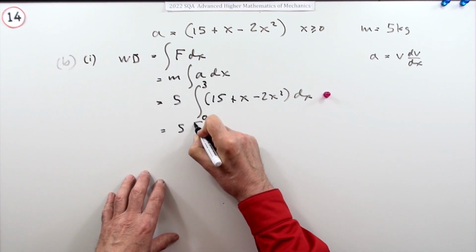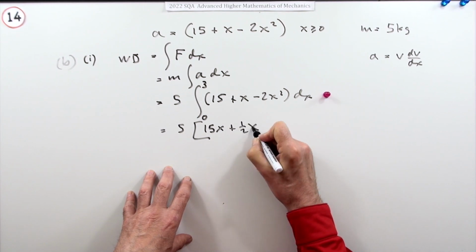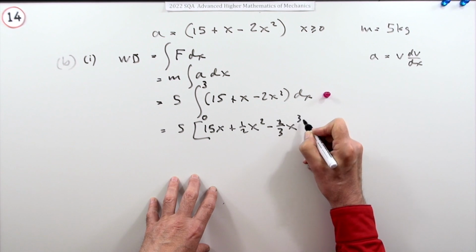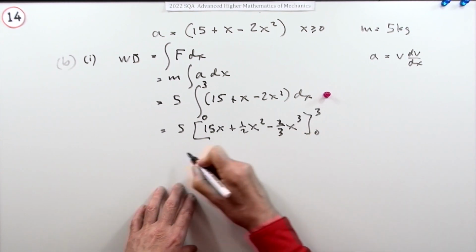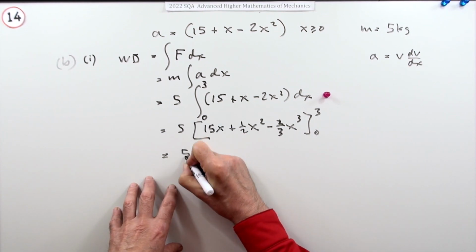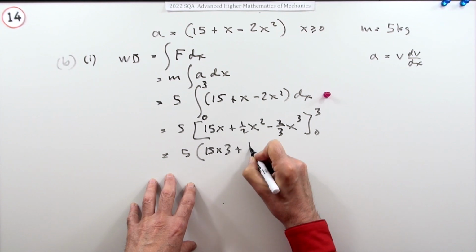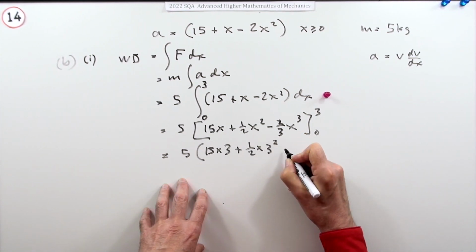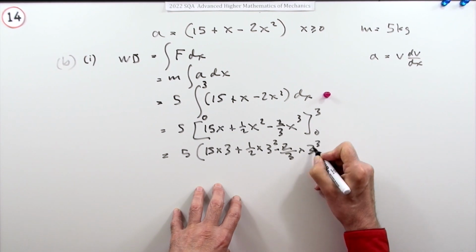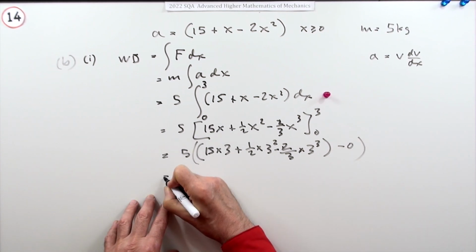So you've got 5 times, and your integral of that will be 15x, a half x squared, and that will be 2/3 of x cubed from 0 to 3. At least at 0, it's 0, so it'll just be all of them at 3. So this is the calculation. You're going to have to do 15 times 3 plus a half of 3 squared minus 2/3 of 3 cubed, and it'll be that minus 0, of course.